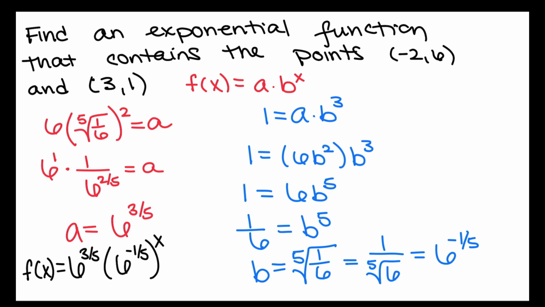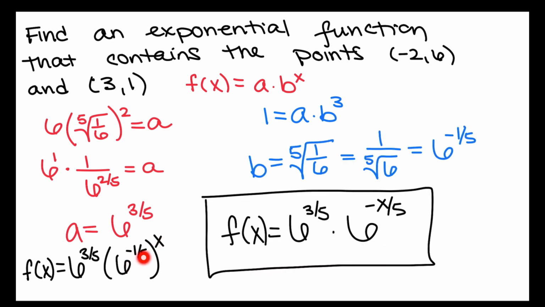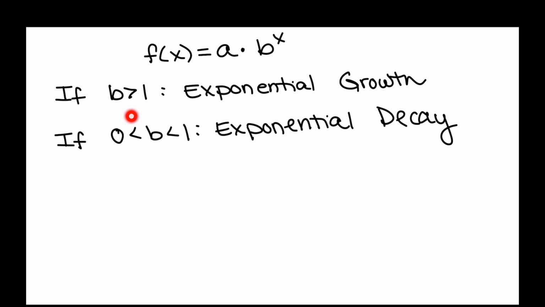We could leave it like that. Or when we have parentheses, we can multiply the exponents. So we could write this as f of x equals 6 to the 3/5 times 6 to the negative x over 5. Now, if we have an exponential function whose base is bigger than 1, this is going to be exponential growth. This means the function values will be increasing. If that base is smaller than 1, the function values will be decreasing, and we can describe this as exponential decay.